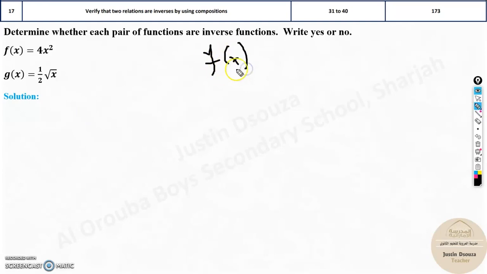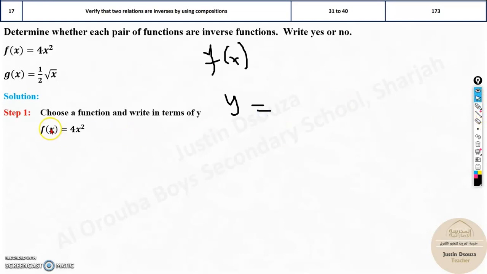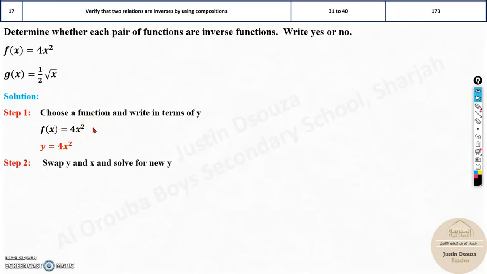F of x means it's the function of x. So that is equal to y. So instead of f of x, we write y equals 4x squared. Now the next thing over here is to swap x and y. What you do over here is change this x to y and y to x.